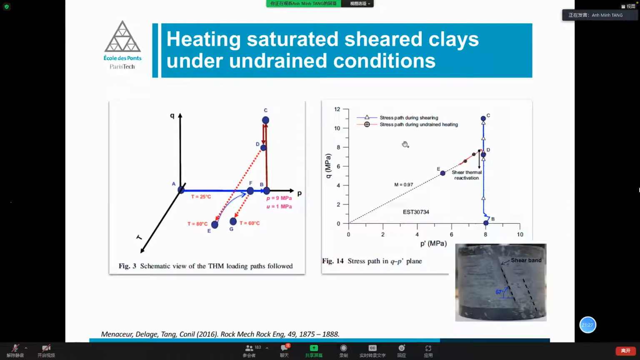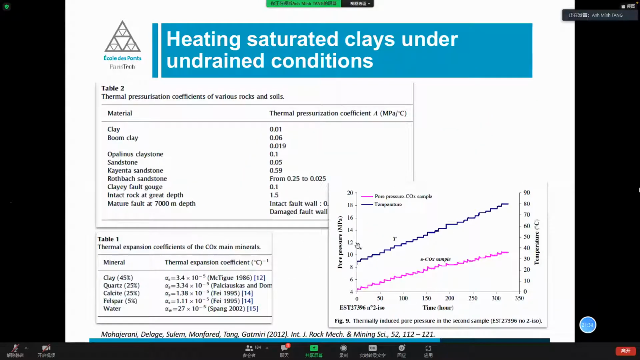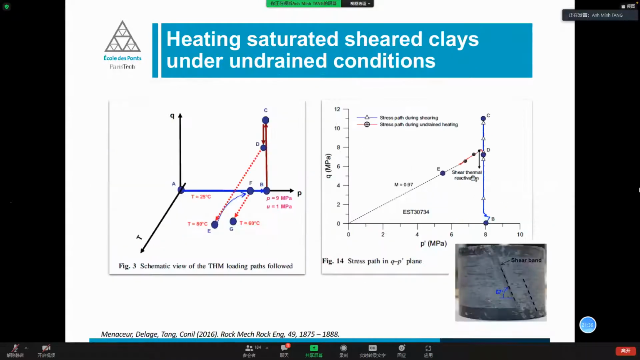We can explain this by the fact that when you heat, we increase the pore pressure, so it decreases the mean stress, but at the same time heating decreases the shear strength of the material. So these two phenomena combined can induce this behavior.